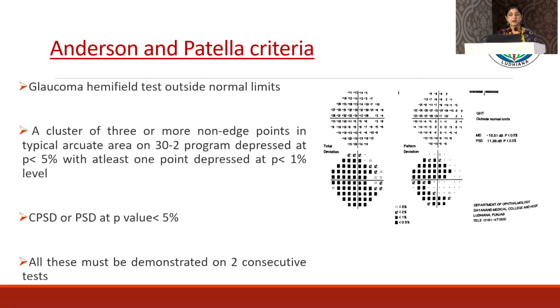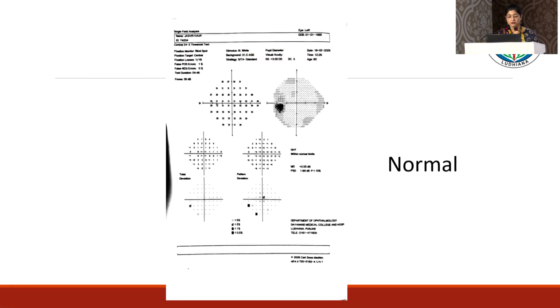So the Anderson criteria, as we all know, takes three things into consideration if you're doing 30-2. Glaucoma hemifield test is outside normal limits. There is a cluster of 3 non-edge points with a p-value less than 5%, one of which should be less than 1%, and the pattern standard deviation p-value should be less than 5%. This should be demonstrated on 2 consecutive tests.